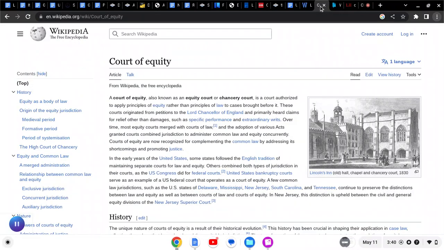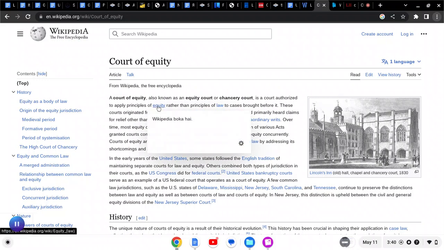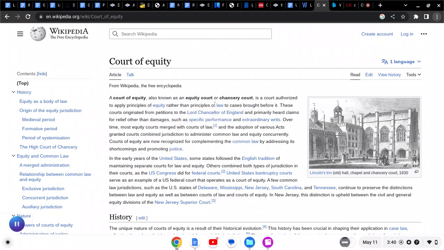There's something interesting I want to point out on here. I'm gonna read all the way down to about right here, and then I'm gonna stop, and I'm gonna read y'all some cases. So this is Wikipedia. Y'all already know that. Anyway, a court of equity, also known as equity court or chancery court, is a court authorized to apply principles of equity rather than principles of law.